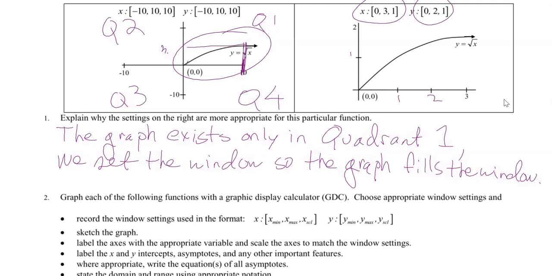So if this were the soccer ball, it's doing something like this. We don't want to see just this part of it, and we want to say it only exists for positive x values and positive y values, so we don't need to see the whole grid. So we set the window accordingly. Okay.